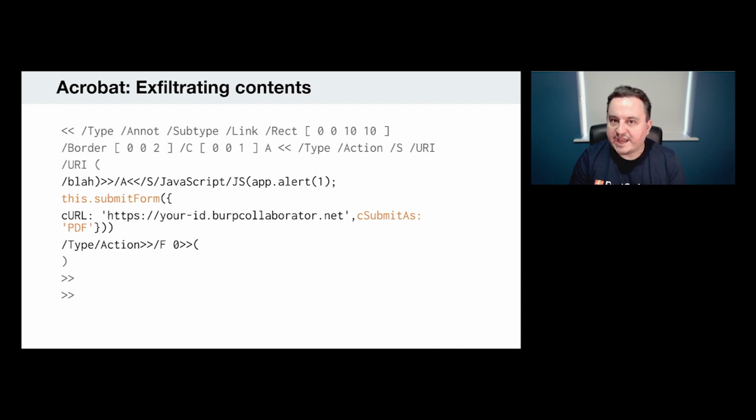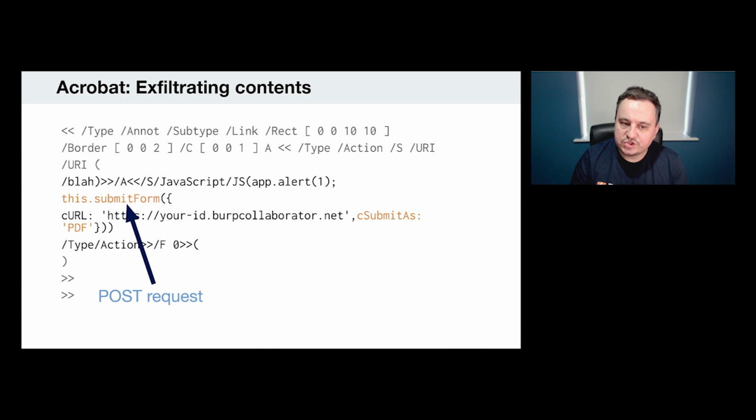But how about we exfiltrate the entire contents of the PDF? Because we might not know the contents. It might contain something sensitive, so we can extract the contents of the PDF using this technique. So first we inject app.alert(1) to confirm the injection occurs. This is using the alert(1) PDF injection I mentioned before.